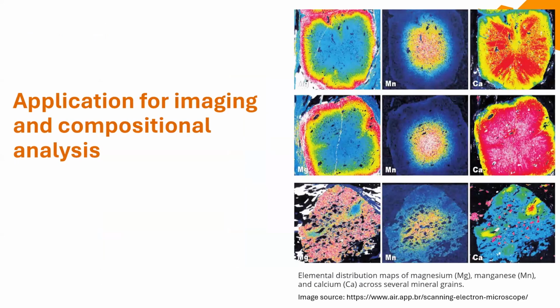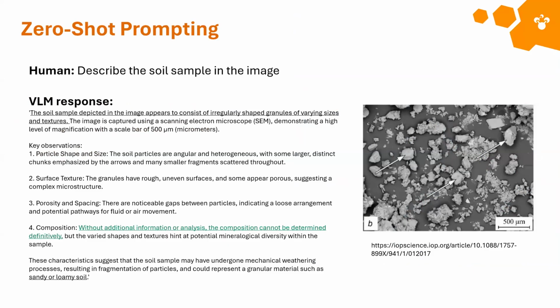All right, so in the following slides, I'll talk about some of the use cases of vision language models, how we can use them for our applications. The simplest one is zero-shot prompting. This is similar to how you interact with ChatGPT or similar models. You just upload your image and ask a question, and you get an open-ended response.